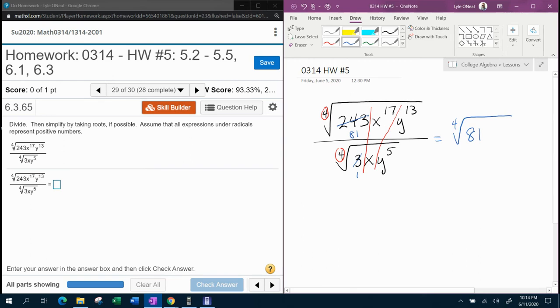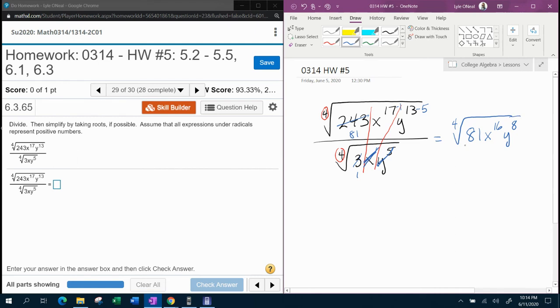x to the 17th divided by x to the 1 means I'm going to subtract the powers, okay? So I'm going to cancel 1 x in the bottom and 1 x in the top. It's going to leave me x to the 16th. And then y to the 13th divided by y to the 5th, again, means I'm going to subtract. So I'm going to cancel 5 y's in the bottom and 5 y's in the top. And that's going to leave me y to the 8th.